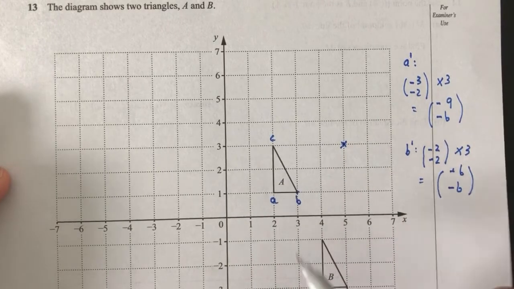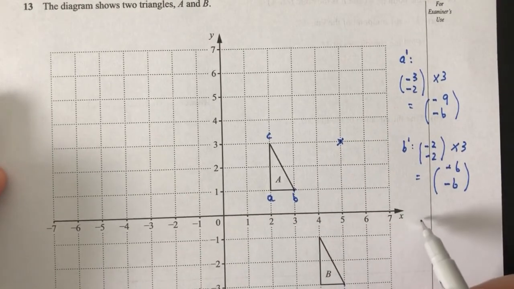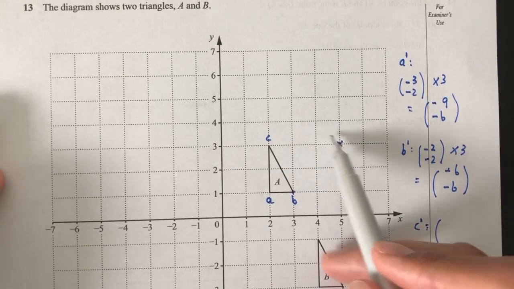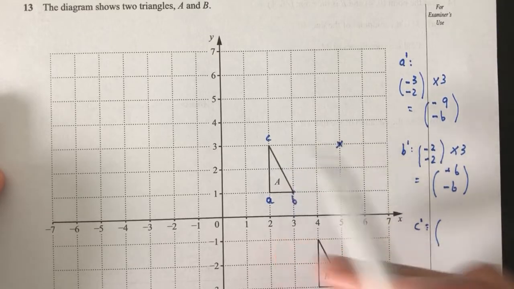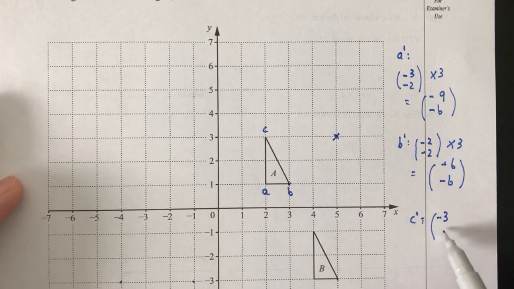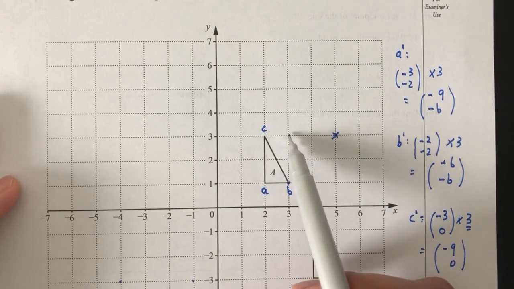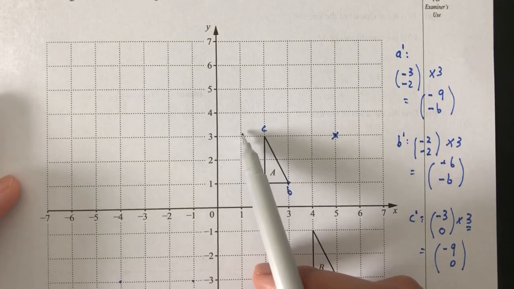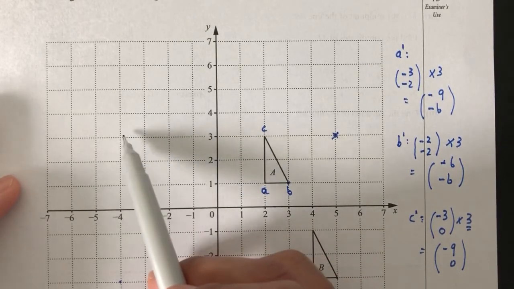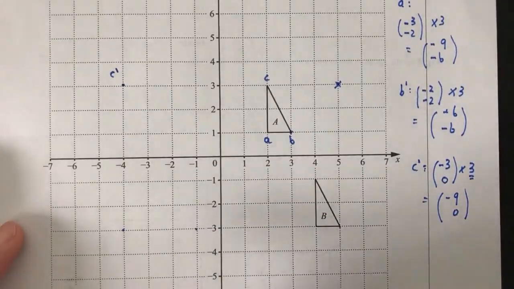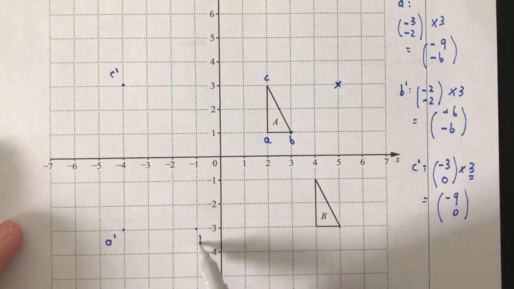The last point will be the point C. Let's find the image of C. How do we move from the center to C? We have to move 1, 2, 3, and that's it. So it becomes minus 3, 0, times 3, which is the scale factor. That becomes minus 9, 0. So where is minus 9? It will be 1, 2, 3, 4, 5, 6, 7, 8, 9. That's the point C dash. So that's the image of C, the image of A and the image of B.